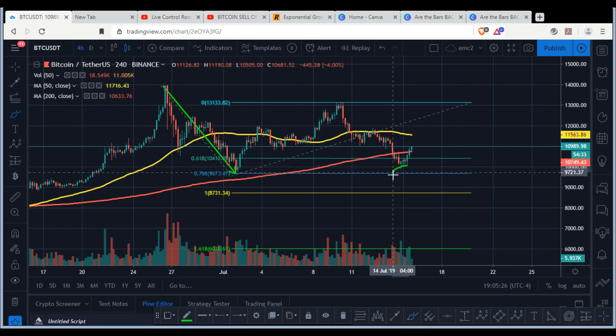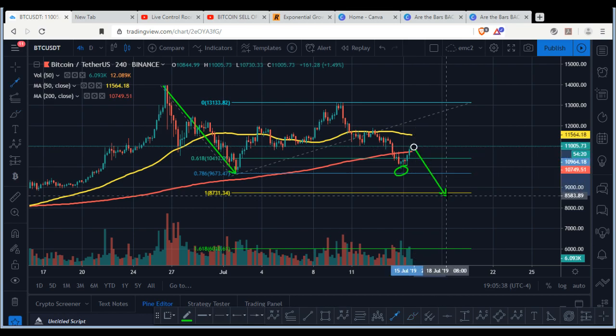So you don't want to be too accurate. The target was like 97 to 99. We came all the way down to like a 98.50. So that's pretty good. But you know, we could also be getting this move to the downside.